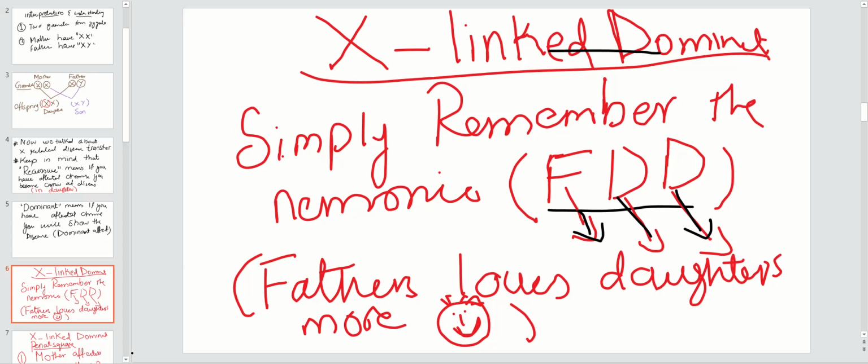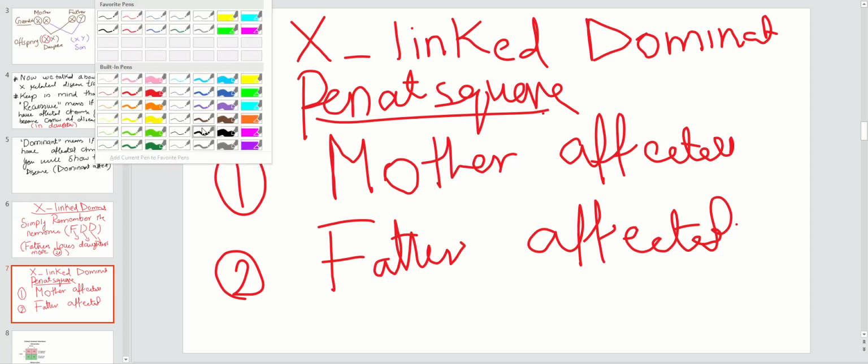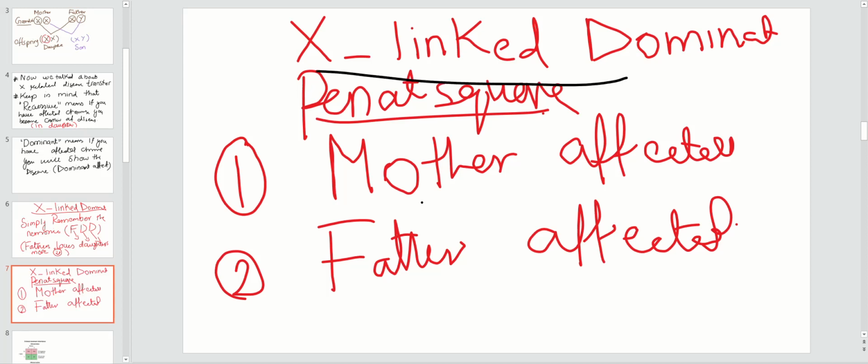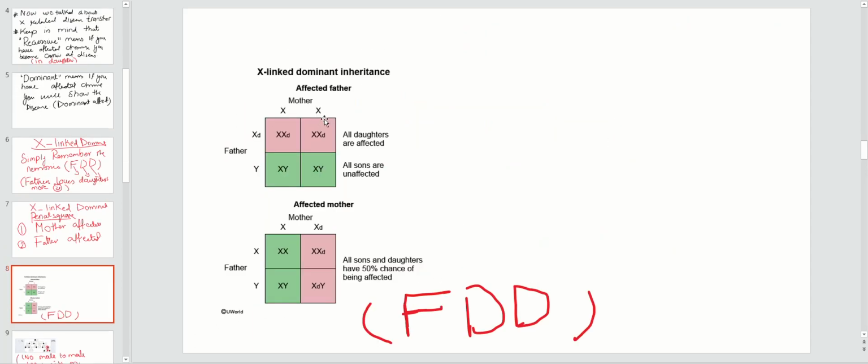Okay. So the next slide is about how you make the X-linked dominant Punnett square. We will make one Punnett square in which the mother is affected, and one Punnett square in which the father is affected, and we are discussing the dominant pattern, right? Now, how does it look? So this is the slide. You can see over here. We are making one Punnett square in which the father is affected, and one Punnett square in which the mother is affected, right?